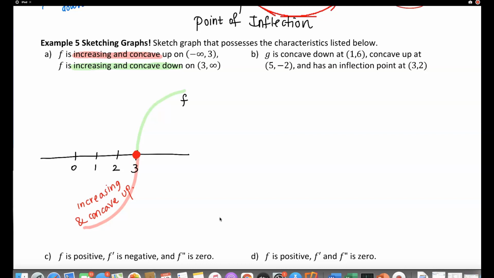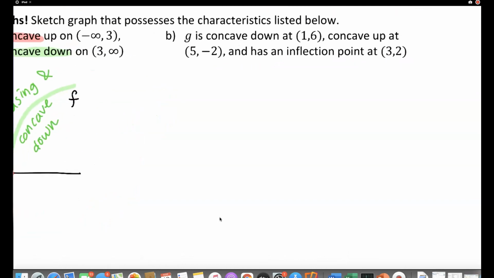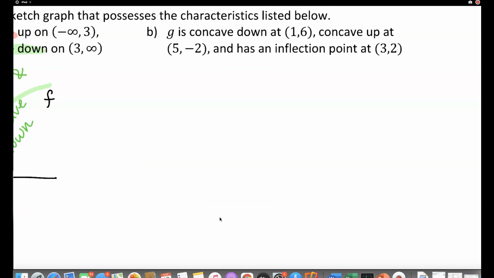Oh, I do want to write it. This is increasing and concave down. Okay, I'll do a couple more. All right, the second one says G is concave down at (1, 6).